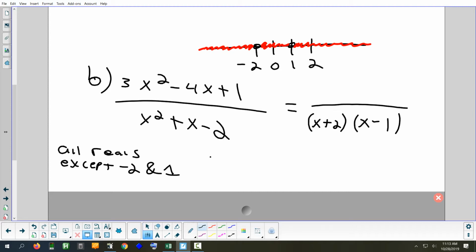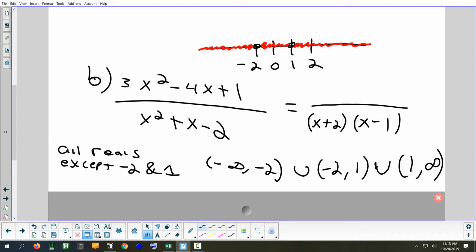Okay, so -infinity to -2, or can someone give me my middle section? Yep, Jerry. -2 to 1. -2, not including it, to 1, or someone else give me my last section. Yeah. Not including 1 to infinity. Perfect. So that's your domain there.